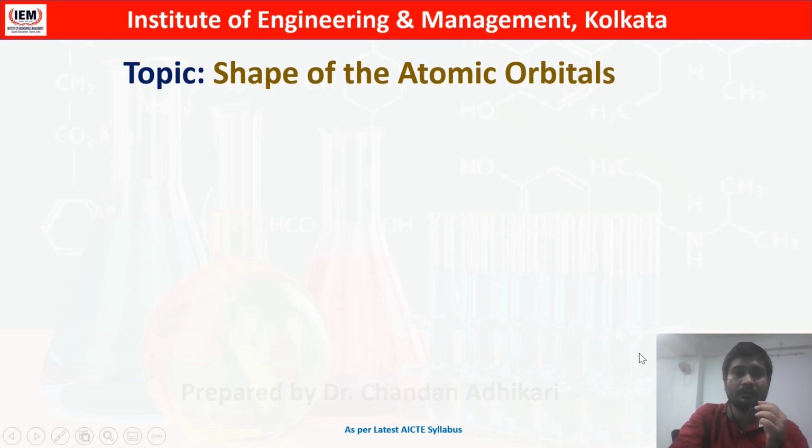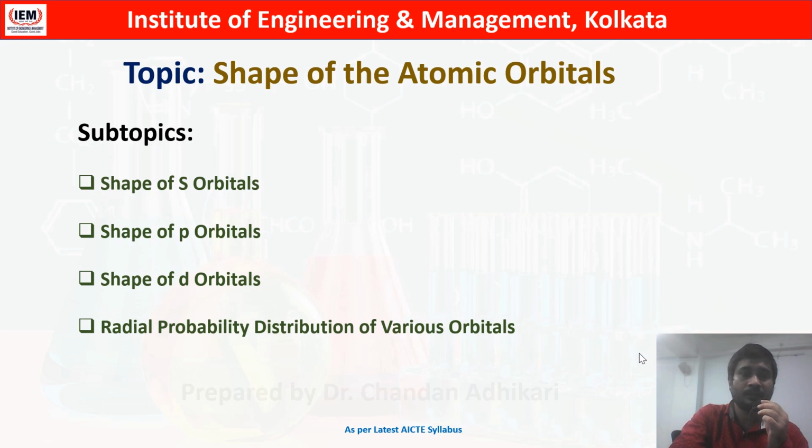So today I am going to discuss in this video the shape of the atomic orbitals. So what am I going to discuss? At first I will discuss the shape of s orbitals, then the shape of p orbitals, and finally the shape of d orbitals. Also, I will discuss the radial probability distribution of all these s, p, and d orbitals. So let us start.